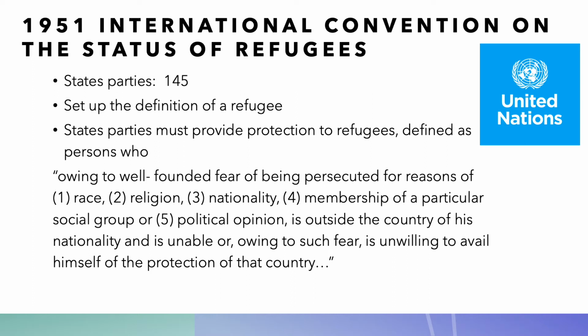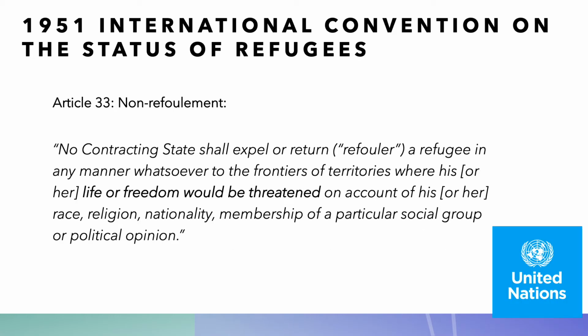And they define refugees in Article 1 as people who, owing to a well-founded fear of being persecuted because of one of the 5 statutorily protected grounds, race, religion, nationality, membership in a particular social group, or political opinion, are outside of their country of nationality, and because they are afraid, they're unwilling to go back and avail themselves of the protection of that country. So the definition that we see today in US asylum law really comes from the convention and the protocol to the convention, which I'll talk about in a minute.